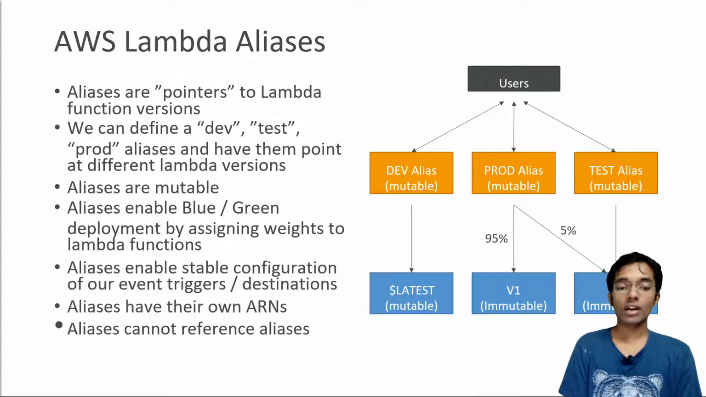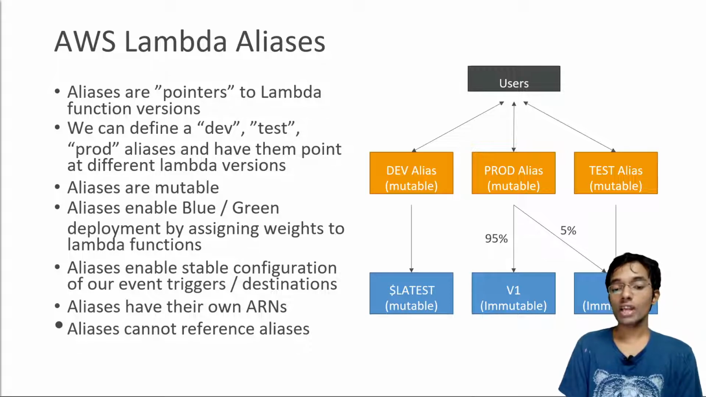The good thing is that from a user facing perspective, we can have dev, test, and prod aliases, and then we can mutate these aliases to point to whatever lambda functions we want. So aliases enable blue or green deployments because we can assign weights to the lambda function. So instead of relying on one lambda function, it's possible for prod, for example, to point 95% of the traffic to v1 and 5% of the traffic to v2 to test how it's reacting.